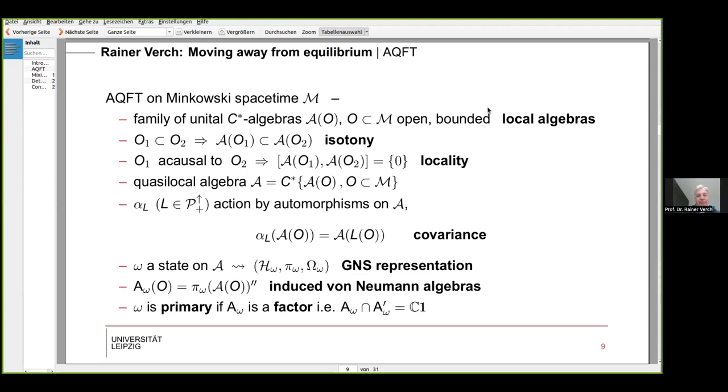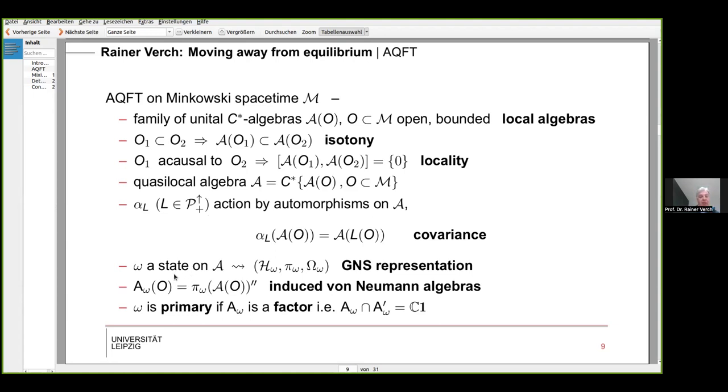Okay, so we have Minkowski spacetime. This is a copy of R4 with the standard Lorentzian metric. And we have a family of unital C-star algebras, A of O, indexed by bounded open regions in the spacetime. These are the local observable algebras, and they fulfill these conditions of isotony and locality. I think this should be familiar to most people. Then one can form the quasi-local algebra. So this is the smallest C-star algebra generated by all these local algebras. And there's also an action by automorphisms on this algebra of the proper orthochronous Poincare group, such that it fulfills covariance in this form.